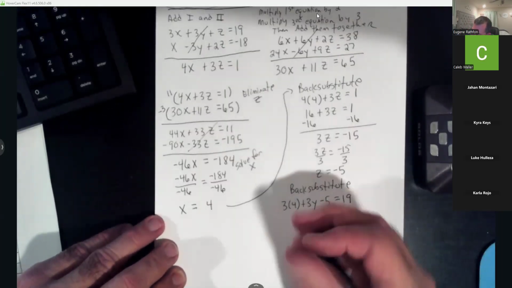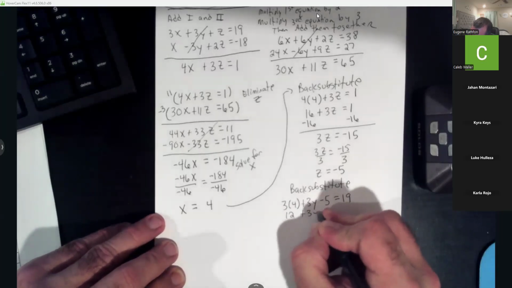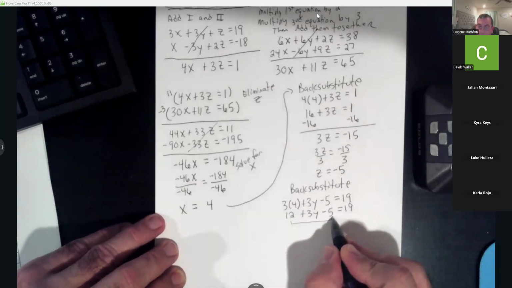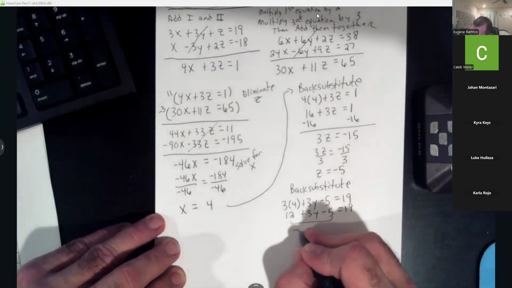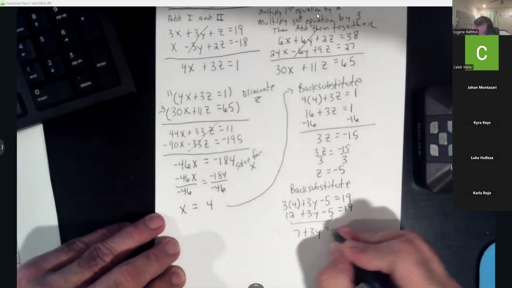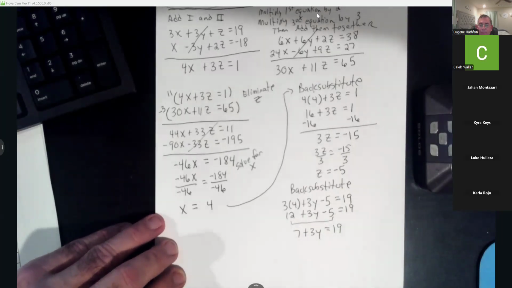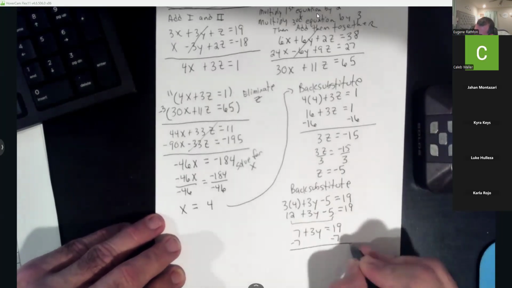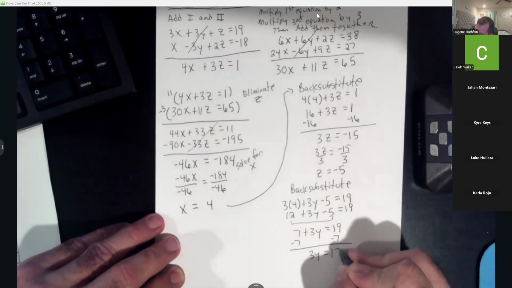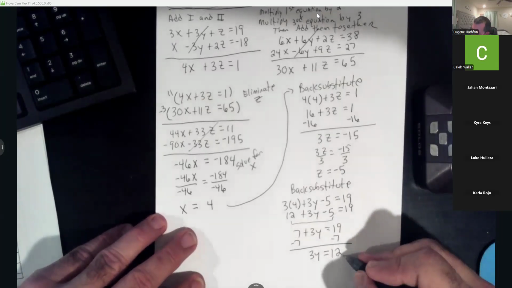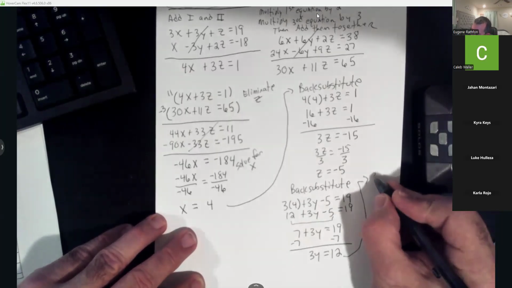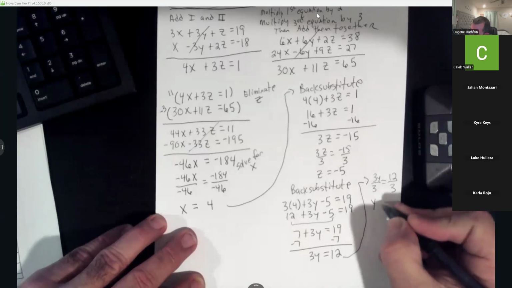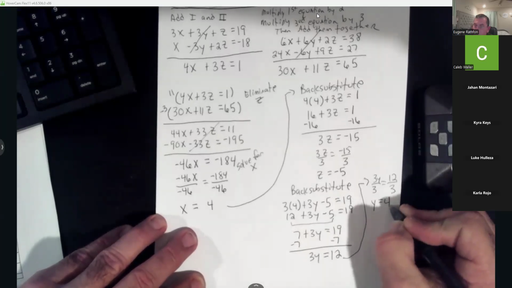All right, so what I'm going to do is multiply first. Now I'm going to add those like terms. So 12 and negative 5 give me 7 plus 3y equals 19. Subtract 7 both sides. 3y equals 12. All right, I'm going to move that up to here. Now divide both sides by 3. So that gives me a 1y equal to a positive 4.